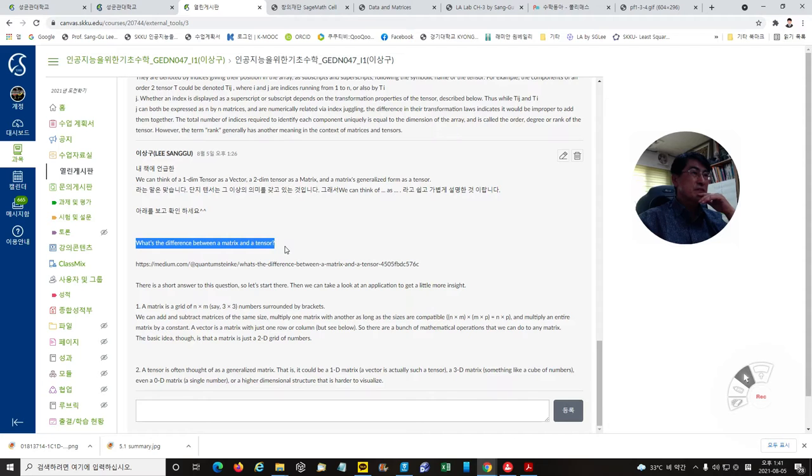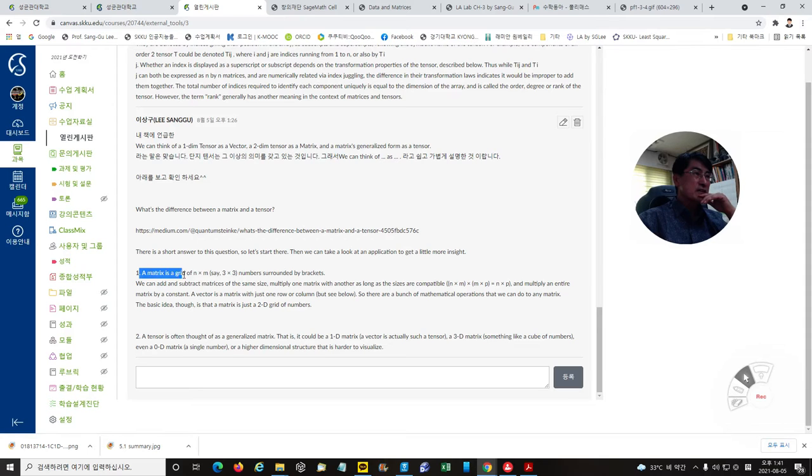What is the difference between a matrix and a tensor, at this web address? And the short answer to this question: a matrix is a grid of n by m numbers surrounded by brackets, and a tensor is a generalized matrix, like what I said. A one-dimensional matrix, a vector, is actually such a tensor, and so is a three-dimensional matrix, something like a cube of numbers, and even a zero-dimensional matrix, which means a single number, or higher-dimensional structures, though those are hard to visualize.